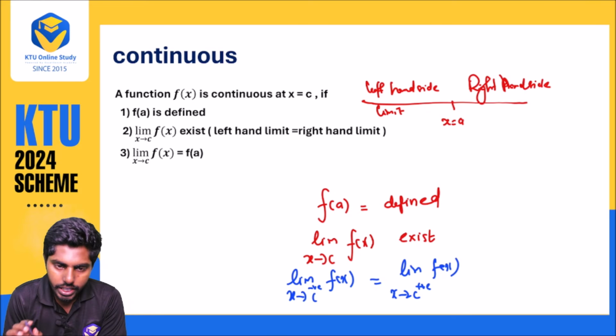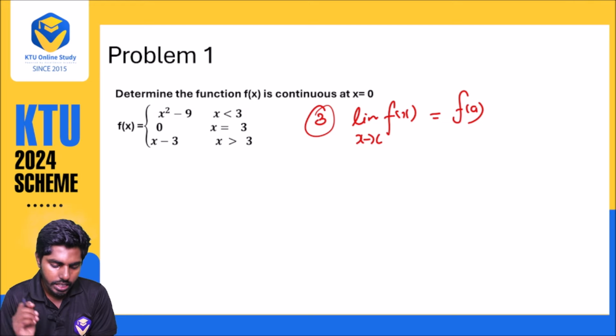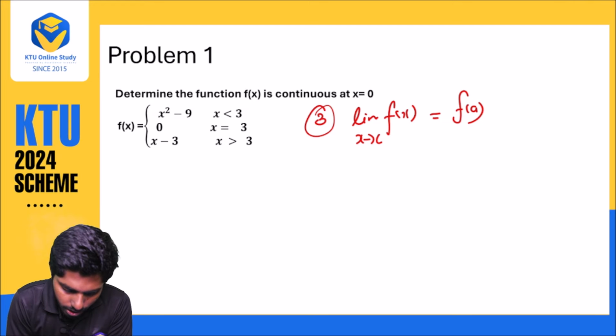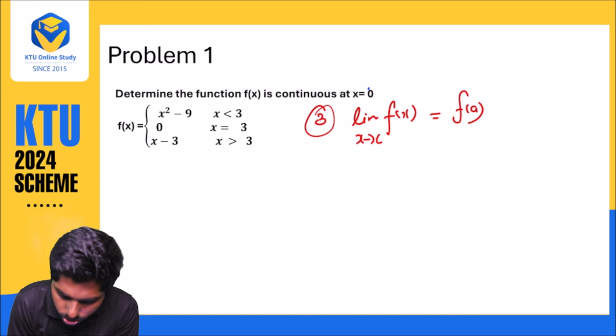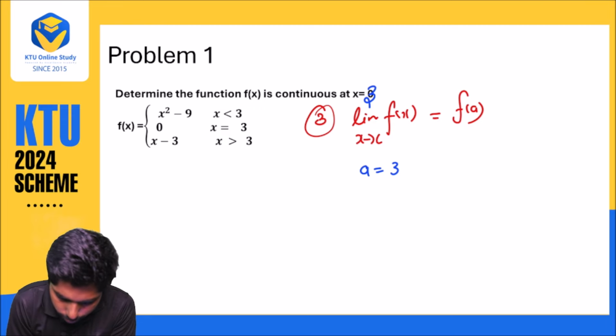So this is our three conditions. You just want to write the three conditions. Now try to identify each and everything. First, let me solve it. Here x is equal to 3, that is a is equal to 3. We will apply this sum.